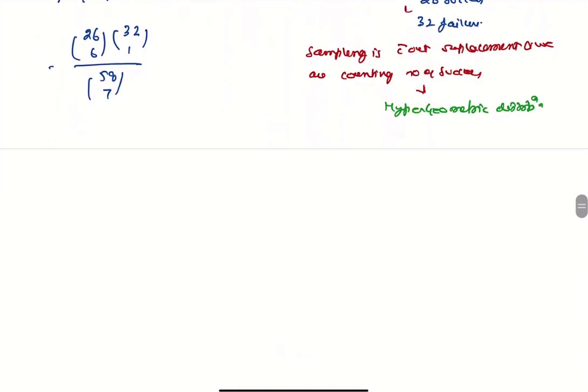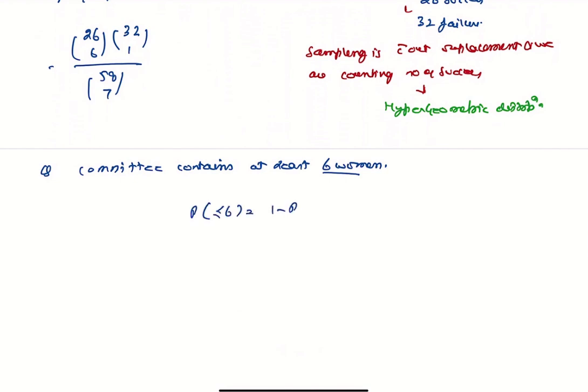But now if the question is changed to, what is the probability that the committee contains at least 6 women? Now this would be just probability of 6 or less, which is 1 minus probability of 7. When you calculate the probability of 7, if it's not 7, then it's going to be 6 or less.